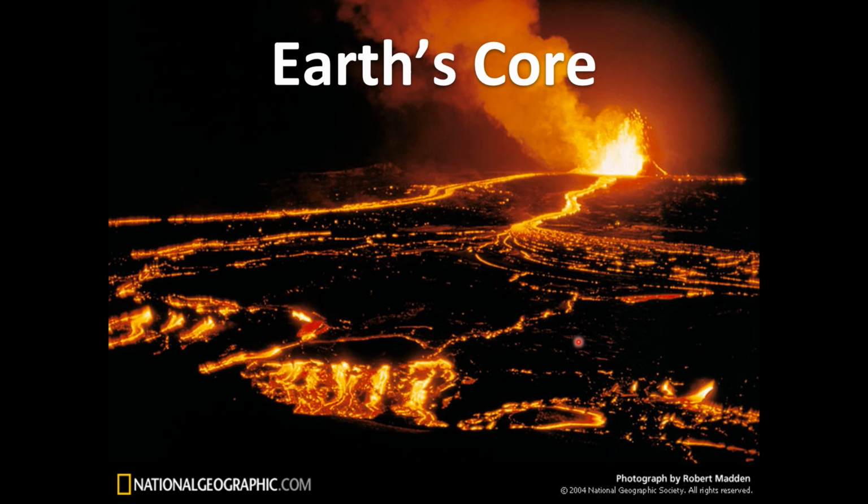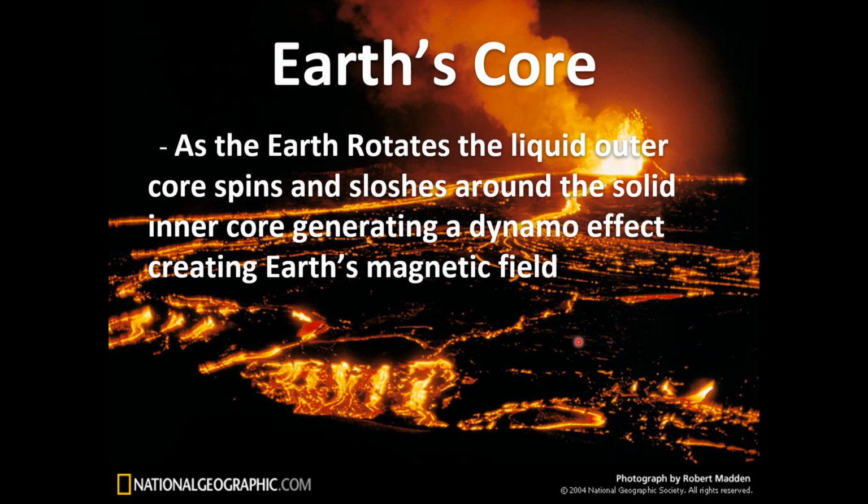Now, the question is, how does it do this? Well, it does this relatively simply but beautifully. As the Earth rotates, as we spin, the liquid outer core spins and sloshes around the solid inner core. And this creates something that physicists refer to as the dynamo effect. They've actually recreated this in various labs where they take a big ball of iron or a big ball of aluminum and they surround it with liquid aluminum and they rotate it around. As they do this, they generate a powerful electromagnet. And that is exactly what's going on inside of our own planet.